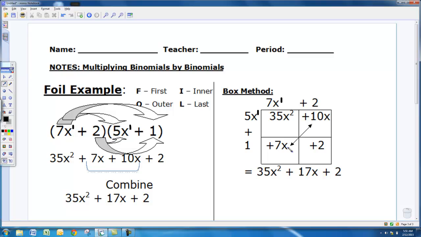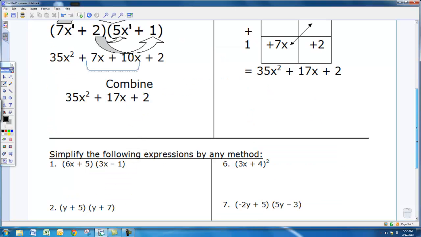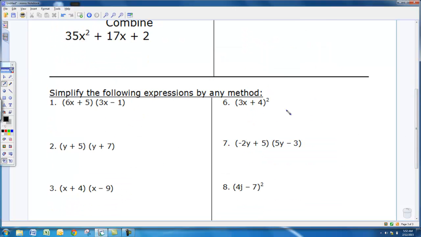In the box, these two diagonal squares will always have your like terms. So we can add 10x and 7x to get 17x, and then bring the other squares down into our final answer. So 35x squared plus 17x plus 2. So let's go down and do examples with each method. Okay, I'll do FOIL examples on this side, and I'll do box examples on that side.